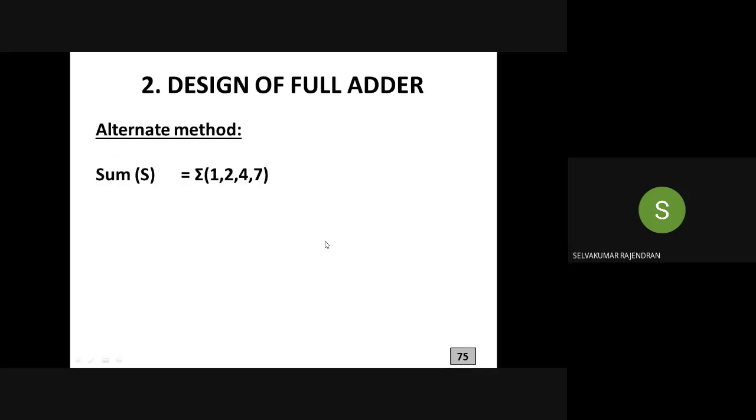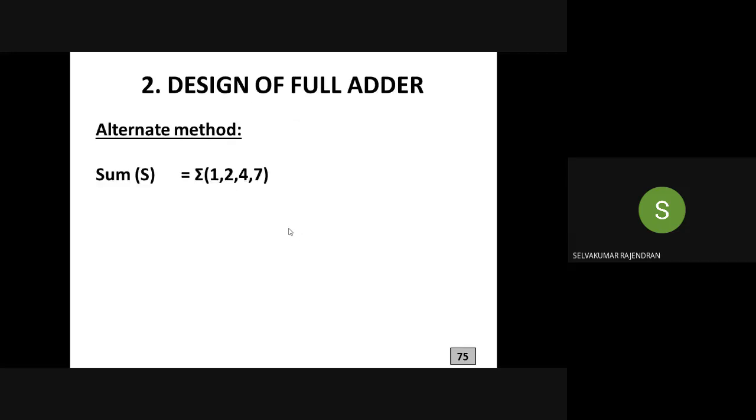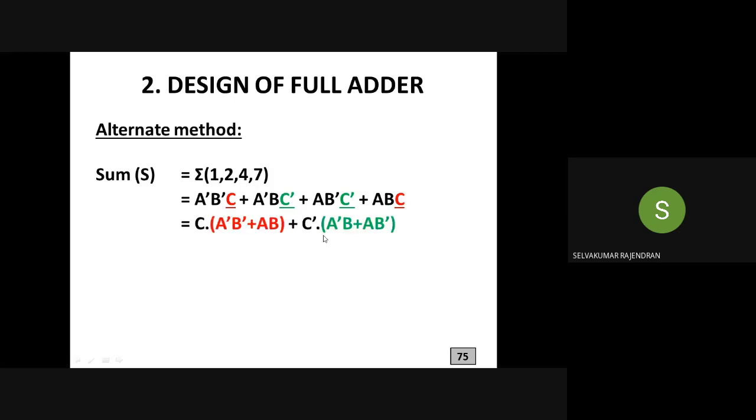You can also follow an alternative method. In this circuit, we designed the full adder using basic gates alone. It is also possible to construct the full adder using half adders. By using two half adders, you can design one full adder. For that you can follow this alternative method. These minterms are expanded like this. Then you can simplify like this.